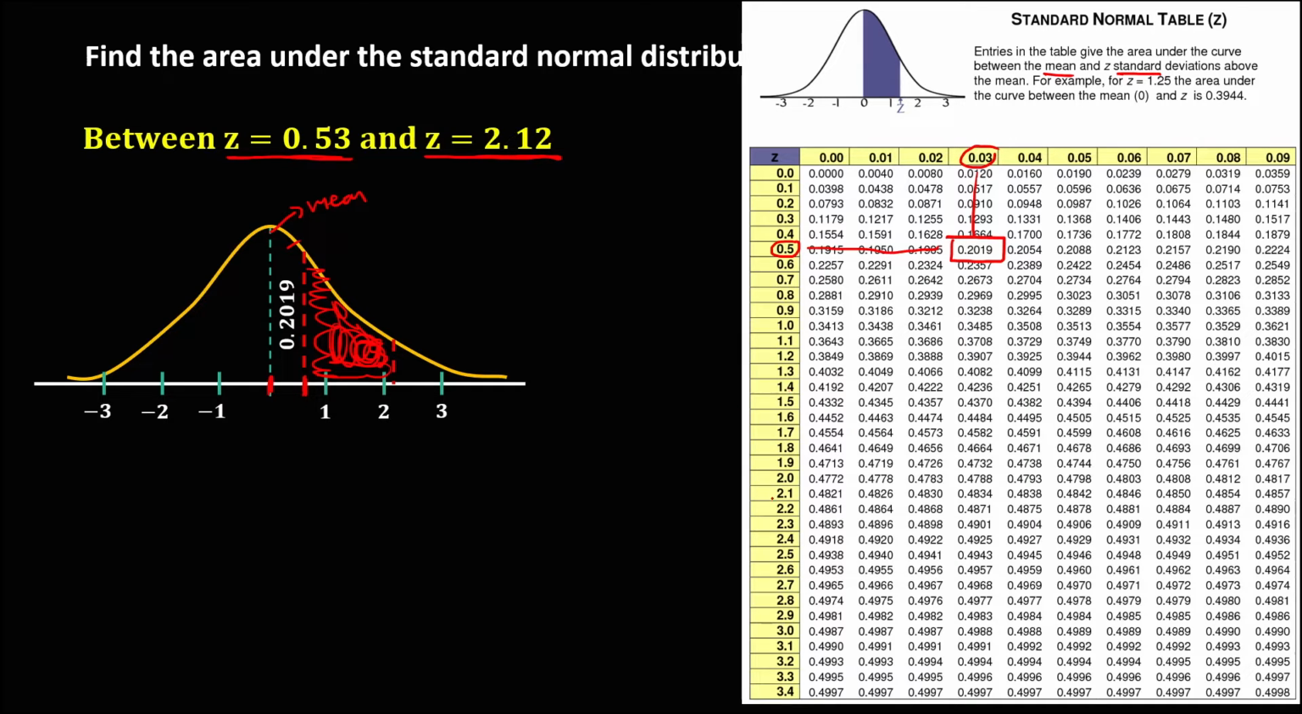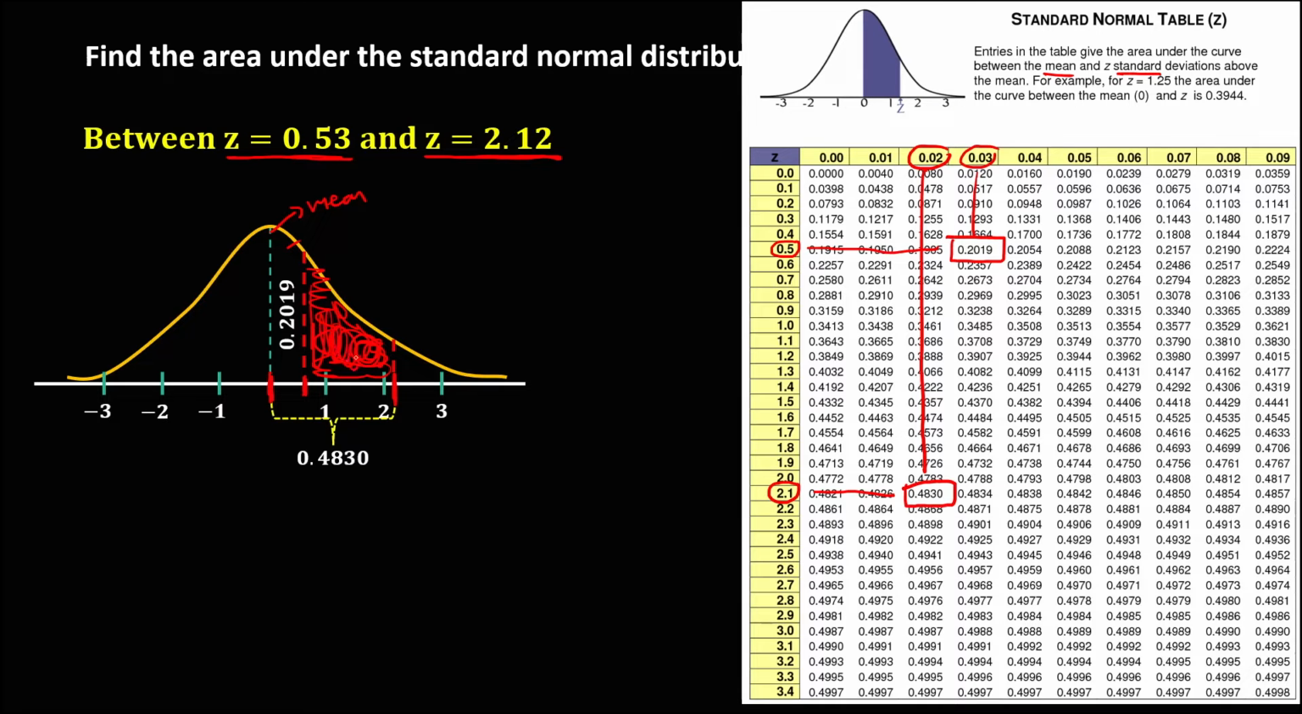So we have 2.1, then 0.02, that's 2.12. Then you connect to find the area. So therefore, the area for positive 2.12, so this is 2.12, this is the mean. So therefore, this area is 0.4830.